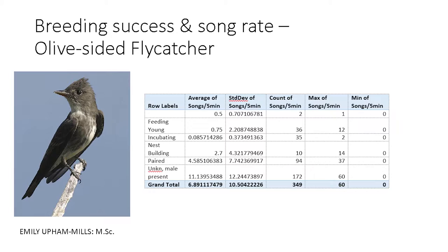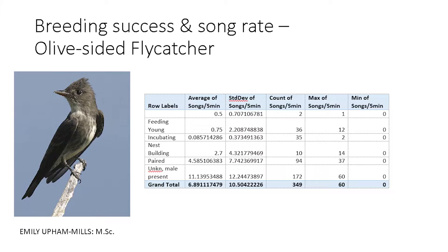Some of the other cool stuff though we could do with ARUs. So Emily, who's in the back here, she's working on the olive-sided flycatcher. We know a lot about bird singing behavior indicating their status. So what she's done is, this is a male arriving on site. It's singing an average of 11 times per 5 minutes. As soon as it finds a female mate, it sings 4.6 times per minute. When it's building its nest, it's 2.7 times per minute. When it's incubating, it's less than 0.1. And when it's feeding young, it goes up again to 0.8.